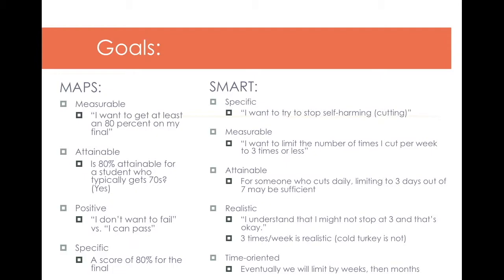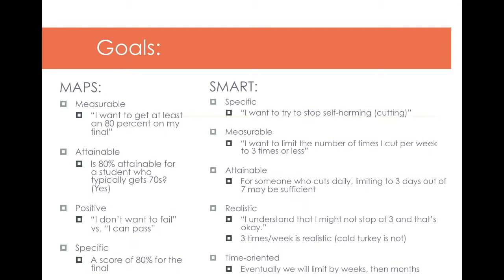So now with SMART goals, we're going to do something a little bit different. So for this problem, it is something that includes time. The overall goal, though, is cutting the habit of self-harming. To be specific, the goal is to eliminate the behavior, and to make it measurable, we're going to limit the number of times per week to about 3 times or less. This is also attainable for someone who cuts daily. 3 out of 7 days is likely sufficient. Realistically, 3 out of 7 is also good to achieve. Stopping cold turkey is not realistic at all.